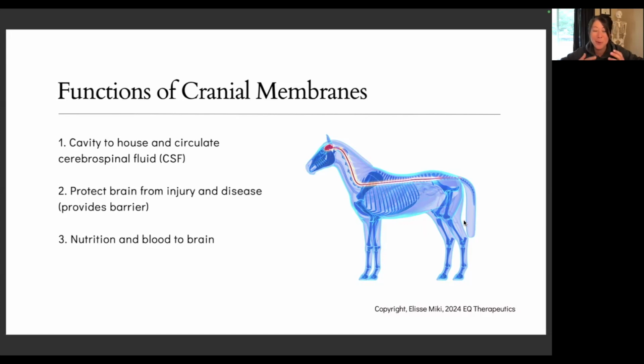So those are some pretty important functions, right? We definitely want cerebral spinal fluid. That's what's feeding our entire nervous system. We definitely want to protect our brain and spinal cord from injury. And we definitely want blood to be coming in and out of those tissues, and we want nutrition to be reaching them.